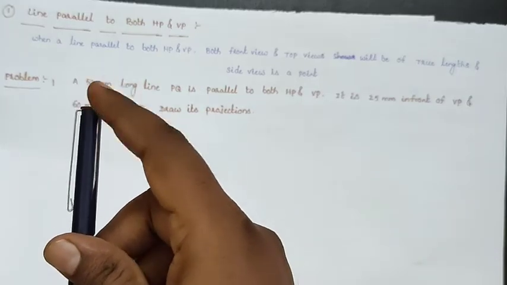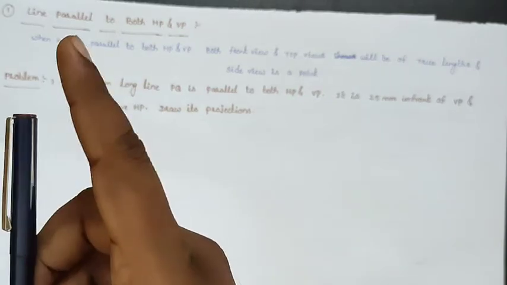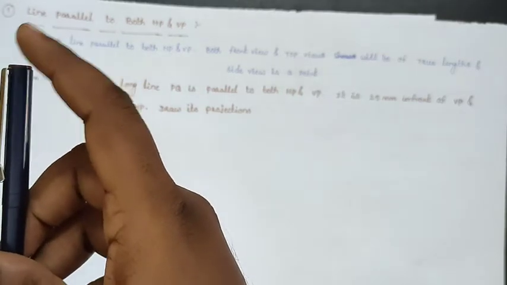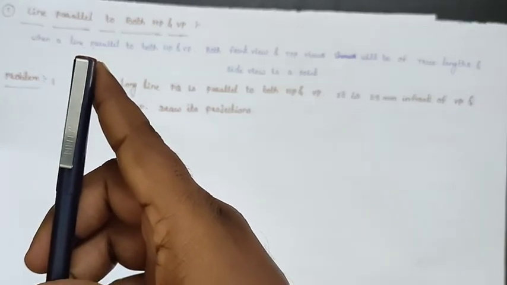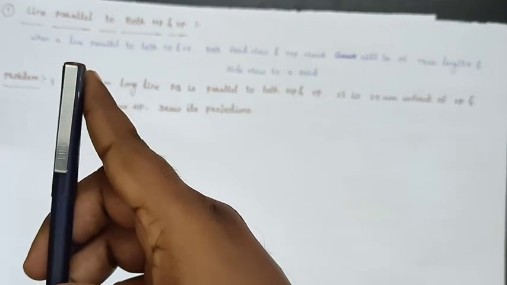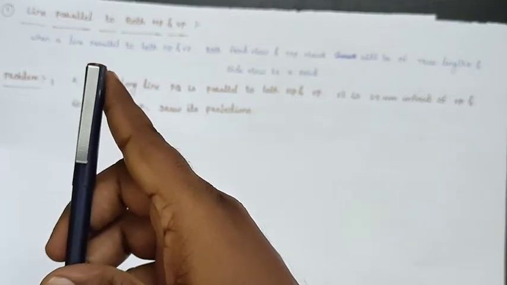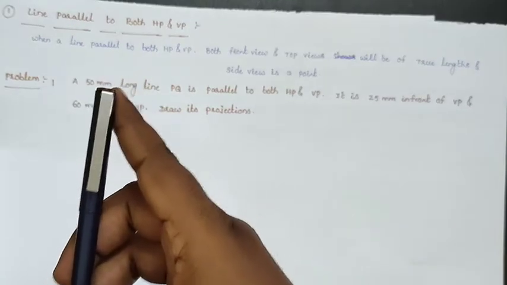If you see the object from the side view direction, we get a point, either you can see this point or this point. So we draw the side view as a point whenever a line is parallel to both HP and VP. So here the front view and top view show the true length of the line and the side view is a point.